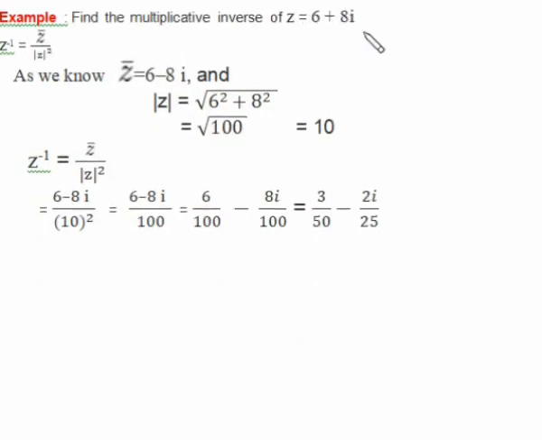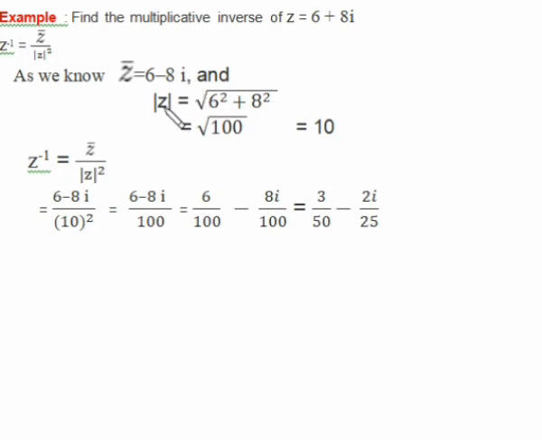Now see one more example: find the multiplicative inverse of z equal to 6 plus 8i. The multiplicative inverse of any complex number is written like this: z inverse is equal to the conjugate of it divided by the square of its modulus. We know the conjugate of this complex number: we change the sign, 6 minus 8i.